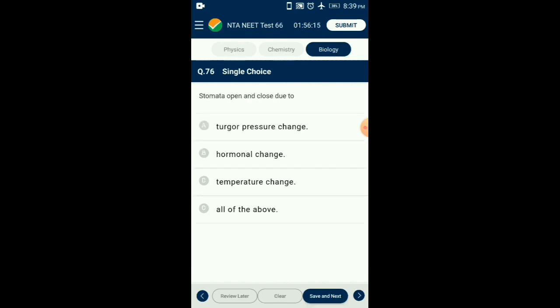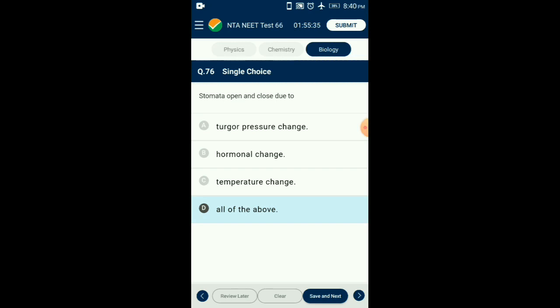Question number 76. Stomata open and close due to opening of stomata. Increase in turgidity of guard cells causes opening of stomata. During closing, due to loss of water from guard cells, the guard cells become flaccid and cause closing of stomata. Rise in the temperature causes stomatal opening. Fall in temperature causes stomatal closing. Cytokinins are required for keeping the stomata in open condition. Abscisic acid brings about the closing of stomata. So the answer for this question is option D.